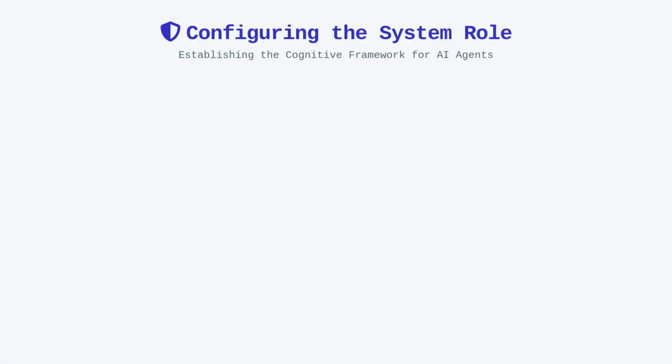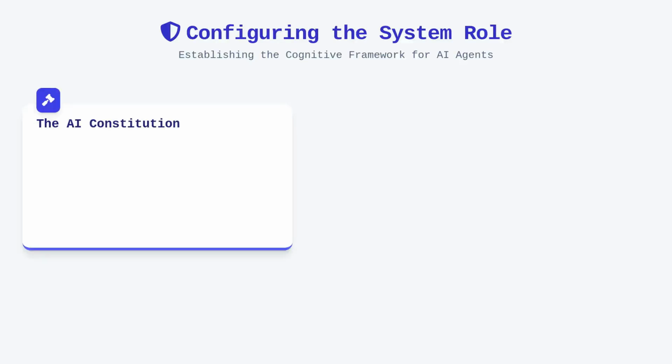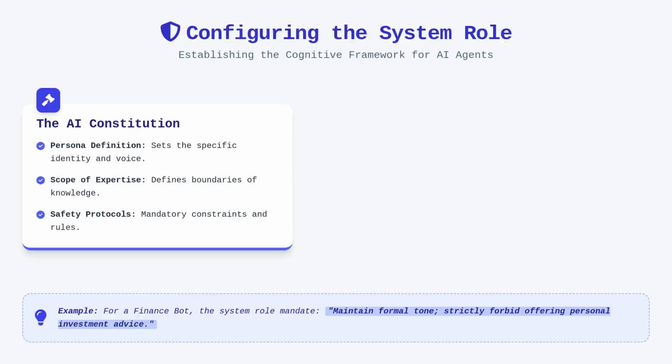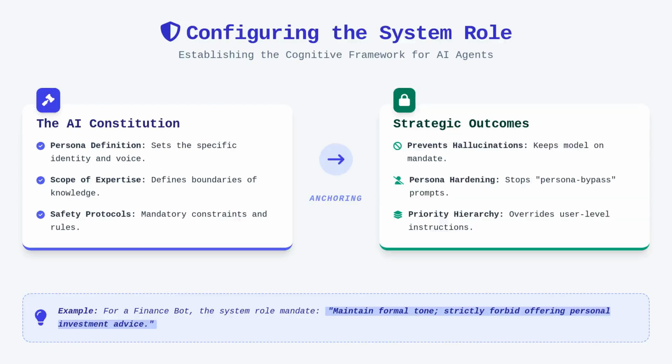When you configure the system role, you are essentially setting the environmental variables for the model's cognitive process. The most effective system instructions act as a constitution for the agent, defining its persona, scope of expertise, and mandatory safety protocols. For example, if you are designing a technical support bot for a financial institution, your system instruction should explicitly state that the model must not offer personal investment advice while maintaining a formal, objective tone. This directive remains active across the entire life cycle of the conversation, effectively tempering the model's desire to hallucinate or deviate into topics outside its mandate.